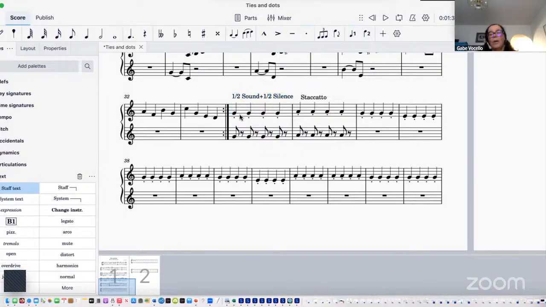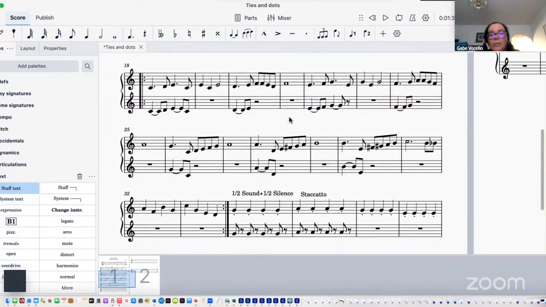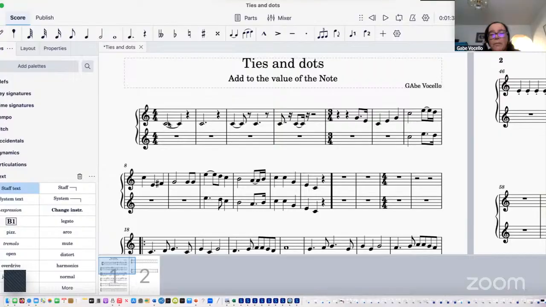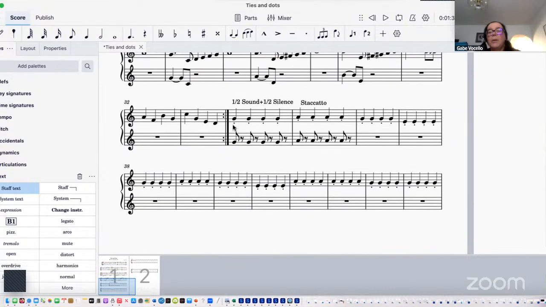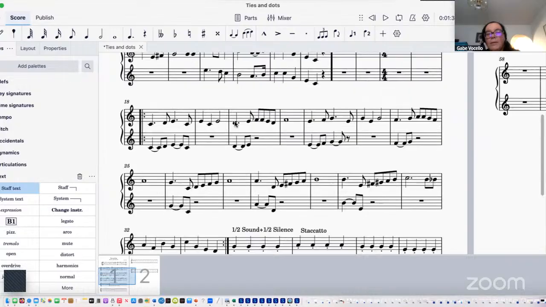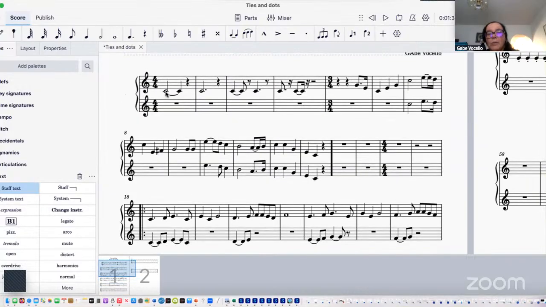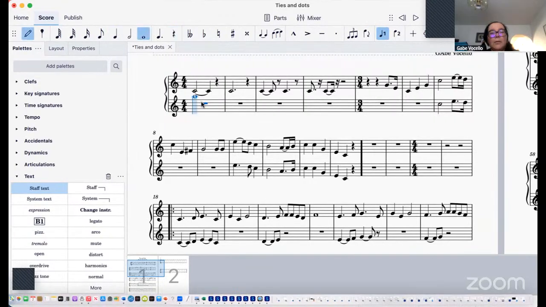Okay? So this is the minimum. This is just the beginning. We are not going to learn all the dots and ties. But the first dot is to add to the value of the note that gives the dot. Then the next dot that you learn is below the note head. The first one is on the right side of the note head.